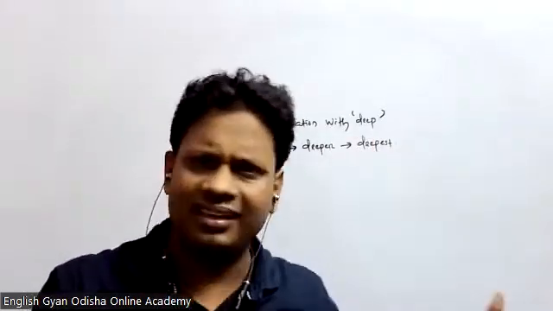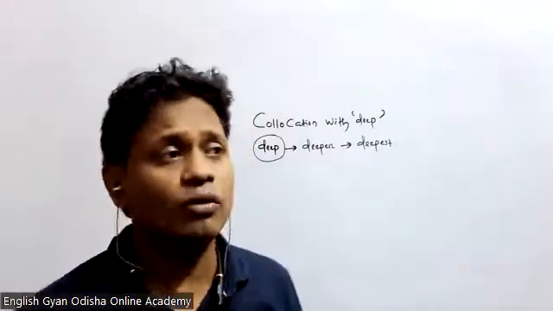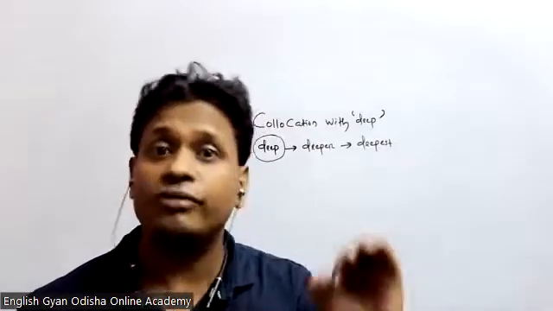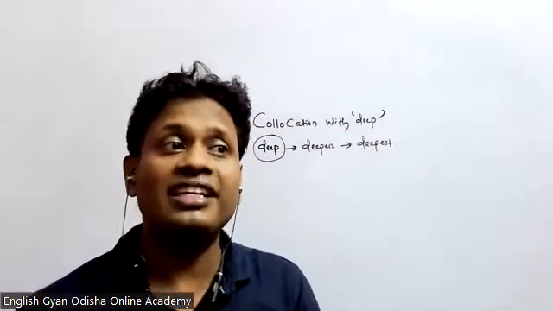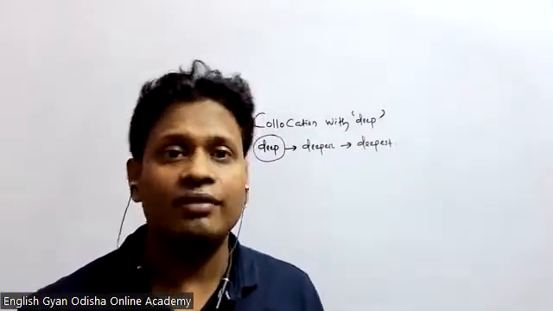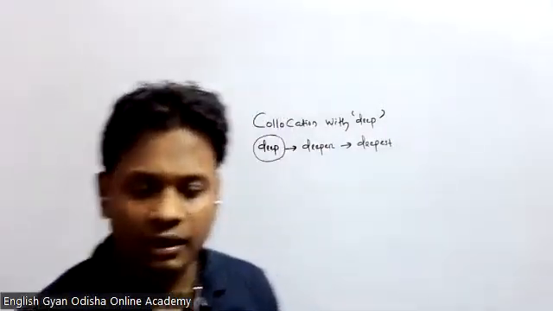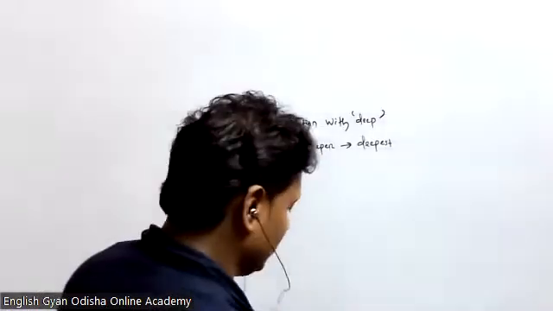That's all. There's nothing. You can't ask me, even if you ask me, I don't have any answer. Sir, why is it wrong and why is this correct? I can say this is wrong because of collocation, and this is right because of collocation. Whenever there is no collocation, that will be wrong. Whenever the collocation is there, that will be correct. So today I am going to tell you something called collocation with deep.